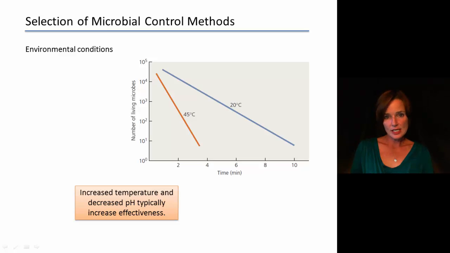So overall, increased temperature and also decreased pH, which will be more acidic, are typically going to increase the effectiveness of whatever other treatments we're using at the same time. So we can still treat with chemicals, but then we also increase the temperature at the same time, and maybe decrease the pH at the same time.